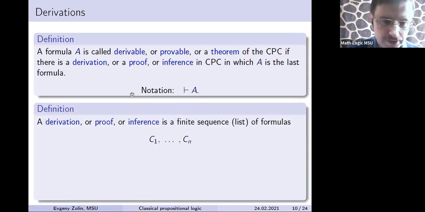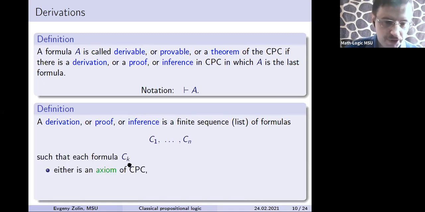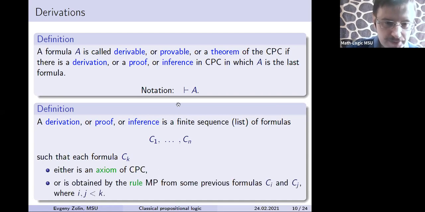And what is a derivation? A derivation or a proof is a finite sequence of formulas in which every formula is either an axiom or is obtained by some rule from previous formulas. Previous in this list, in this sequence. So from some Ci and Cj, where i and j are less than k.